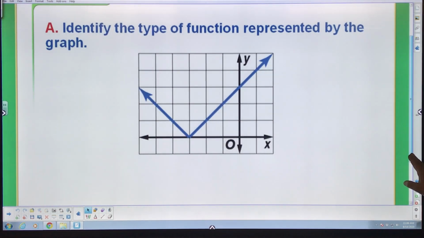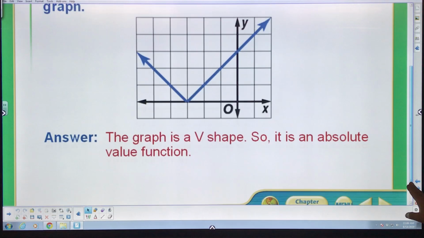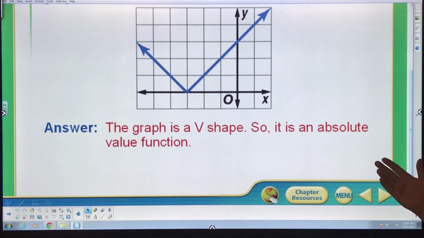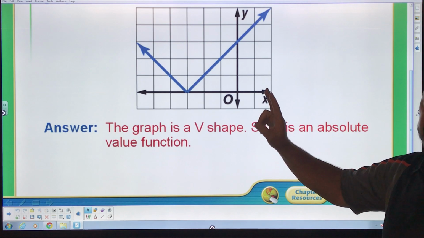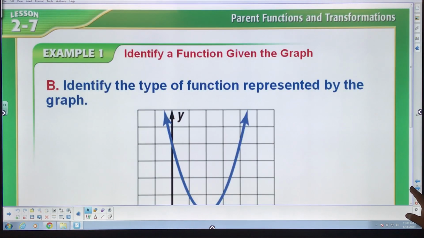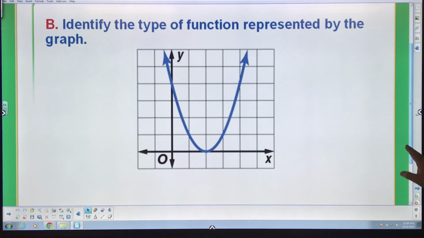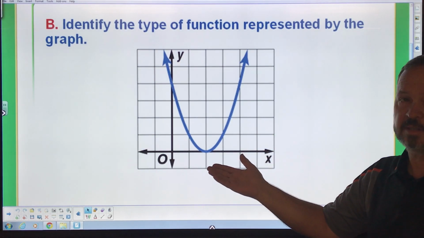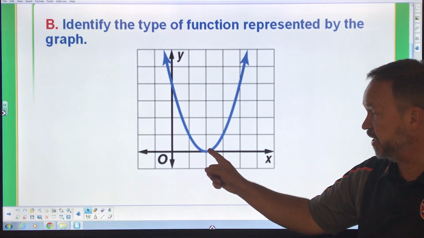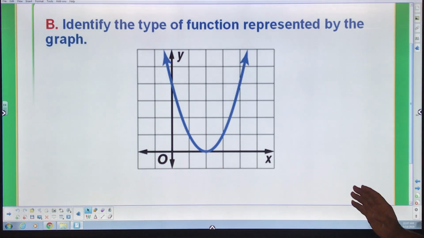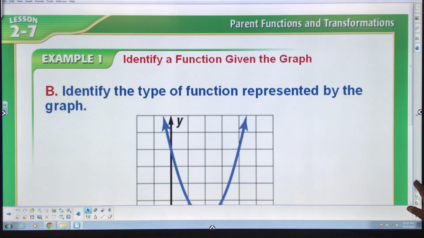So identify the type of function represented by the graph. It's V-shaped, so it is absolute value. It's not the parent, because the parent comes down to 0, 0, but it is in that family. Identify the type of function represented by the graph. Well, it's a parabola, so it's quadratic. It's not the parent, because it doesn't come down to 0, 0 at the vertex, but it is quadratic in nature, and so that's the type.